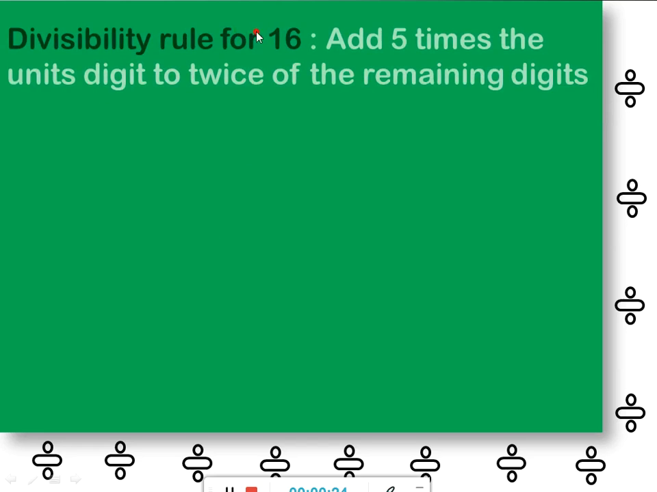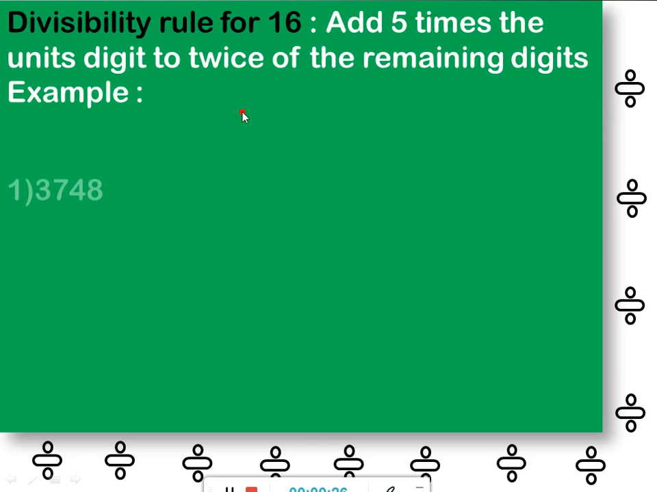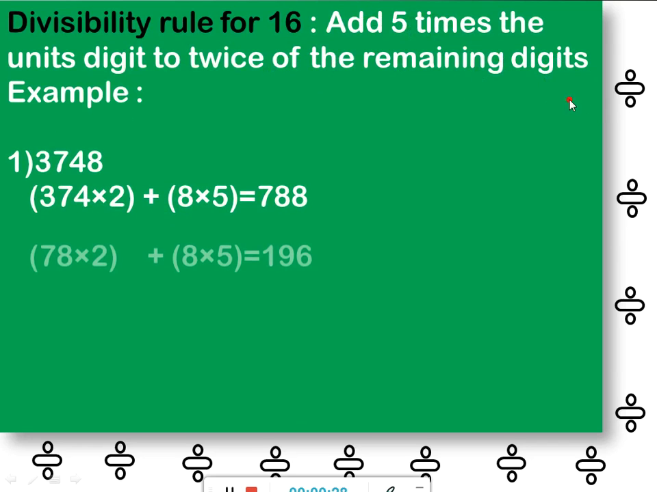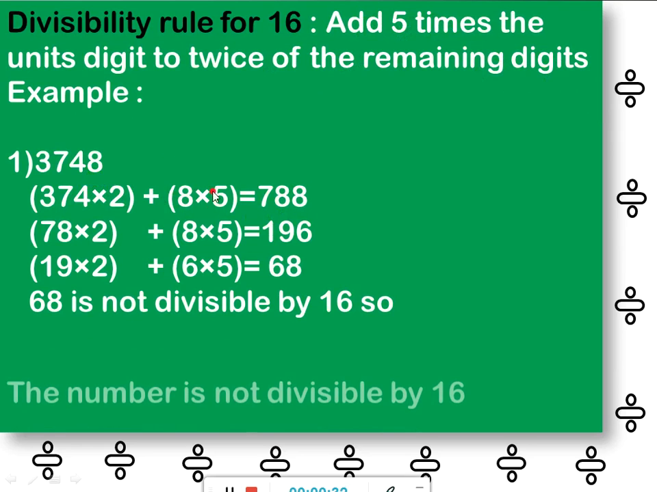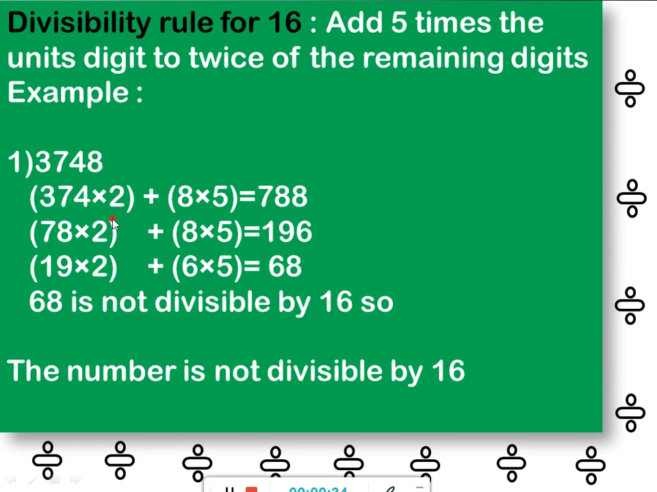So this is the divisibility rule for 16. We have to add 5 times the unit digit to twice of the remaining digits. So I have to take the unit digit over here, which is 8, and multiply that with 5, and add that to the twice of the remaining digits. My number over here is 3,748. I have taken my unit digit, multiplied that with 5, and added it to twice the rest of the digits, and I get 788.